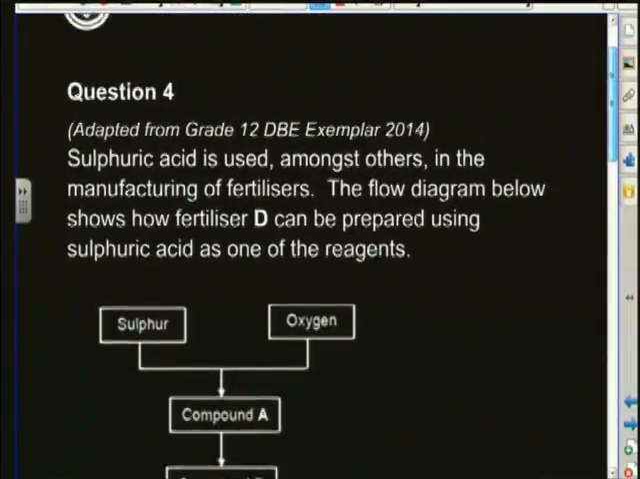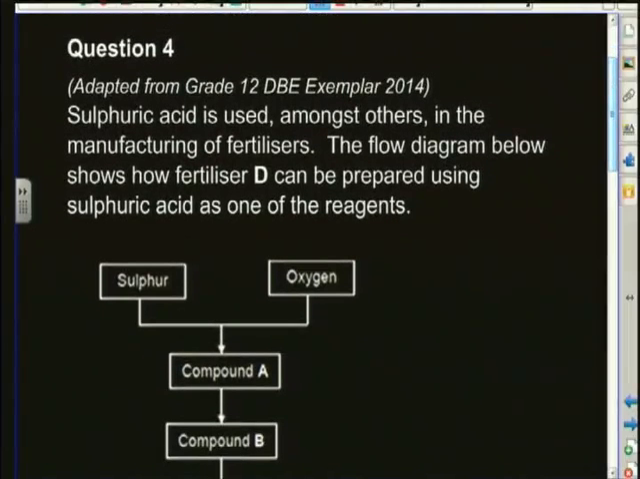Welcome back, grade 12s. Hope you got your thinking caps on. We are still doing chemical calculations, but I want to show you how it can be integrated into your other sections. Even though the last few questions that we've done have pretty much been standalone, this absolutely can happen. So let's look at this question. We've adapted it from the exemplar paper from 2014. We've made quite a few changes, but I want you to see.